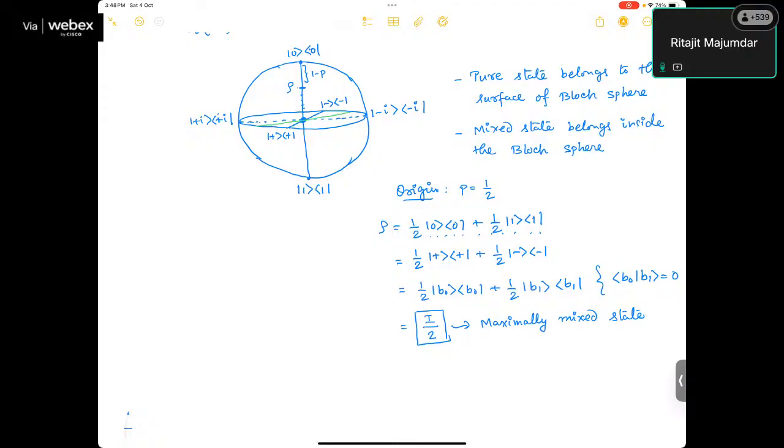But anyway, let's stop talking of density matrix and Bloch sphere up to this point. If there are any questions at this point, we can just take them.